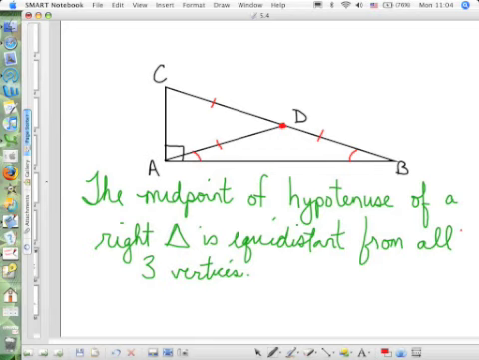Now look at triangle CAD. What is that? It's an isosceles triangle. So angle C is equal to this angle.